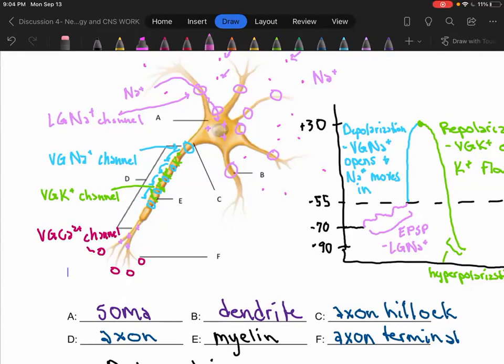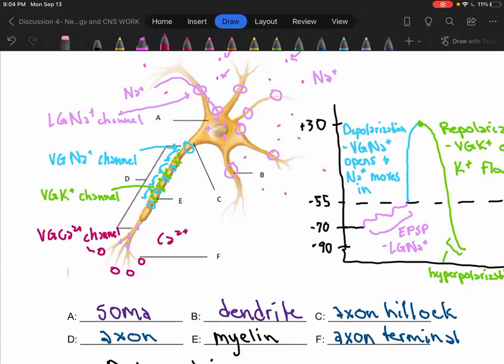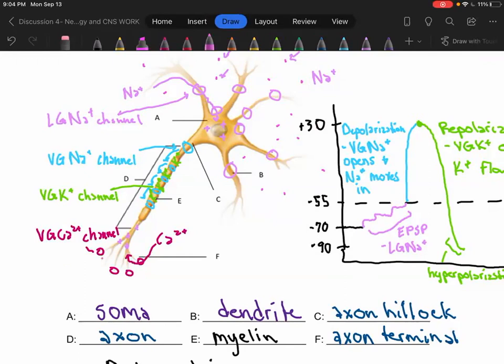So when those open, what we see is that calcium can now move into the cell. And when calcium moves into the axon terminal, we see the initiation of exocytosis of neurotransmitters. So what that means is we will release neurotransmitters from that axon terminal to the dendrites of the next neuron. And the process will repeat.